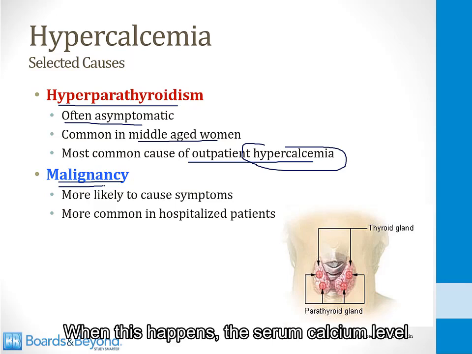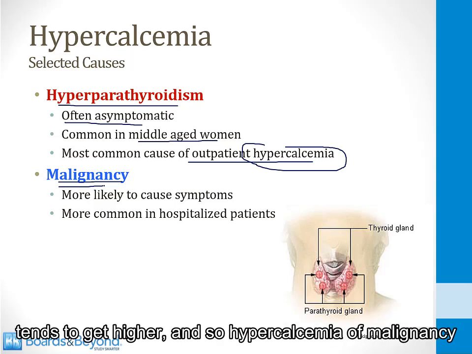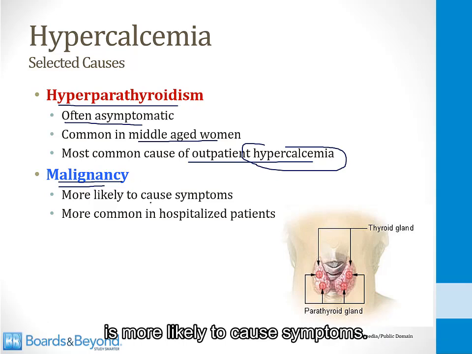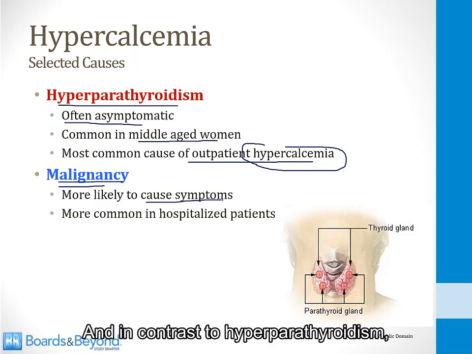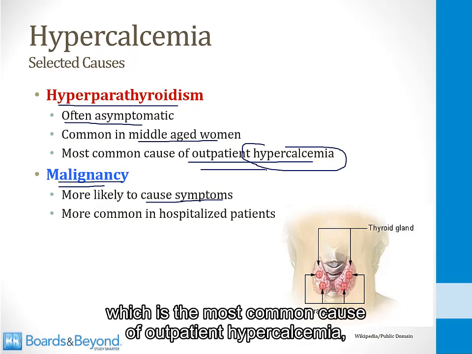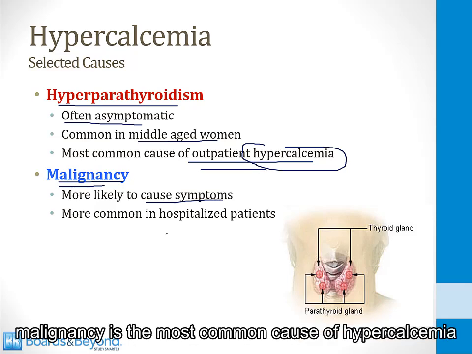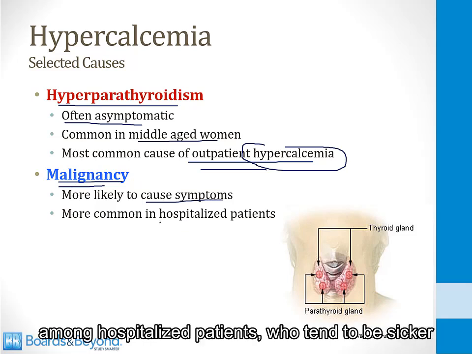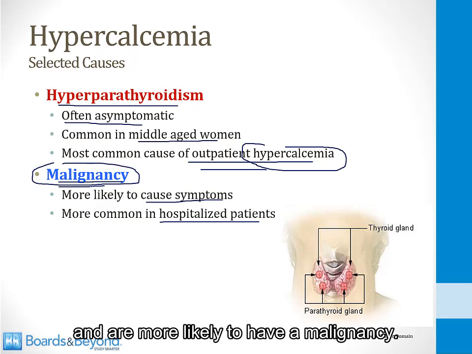When this happens, the serum calcium level tends to get higher, and so hypercalcemia of malignancy is more likely to cause symptoms. And in contrast to hyperparathyroidism, which is the most common cause of outpatient hypercalcemia, malignancy is the most common cause of hypercalcemia among hospitalized patients, who tend to be sicker and are more likely to have a malignancy.